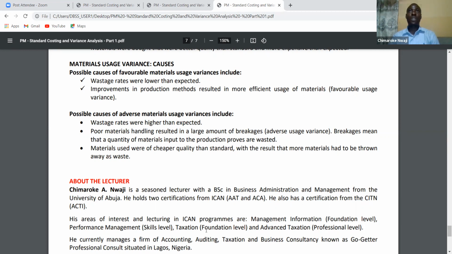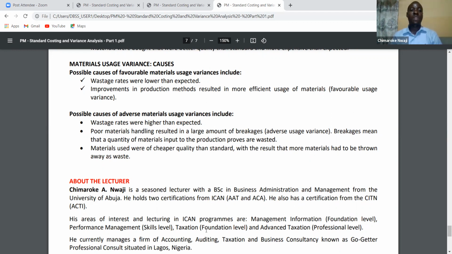In production, we have what they call normal loss. That is normal wastage. If you have planned your normal waste to be a certain amount, and in actual terms you now get a lower amount than that, you'll be getting what they call abnormal gain. That is caused as a result of normal wastage being lower than expected, and so it will cause you a favorable material usage variance.